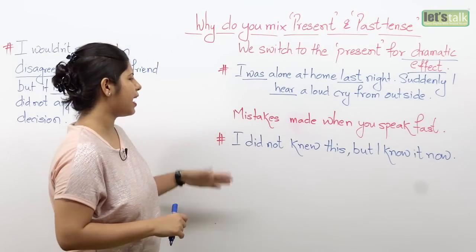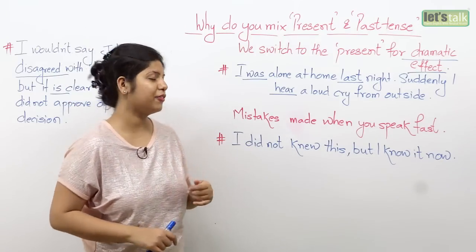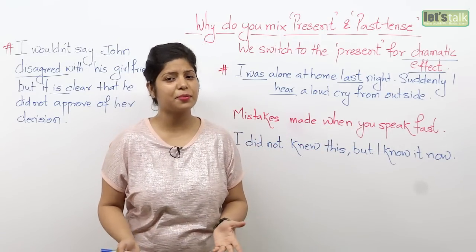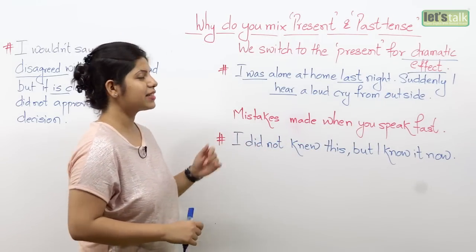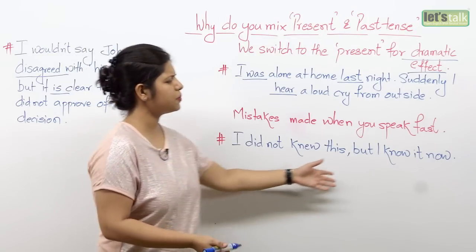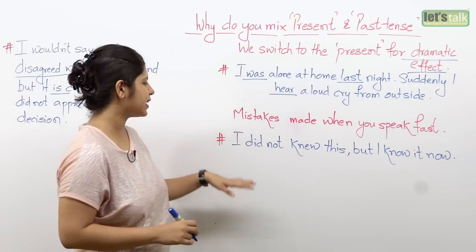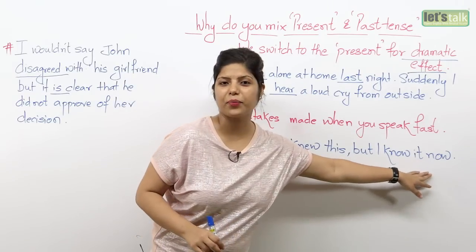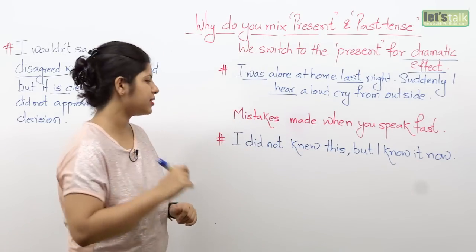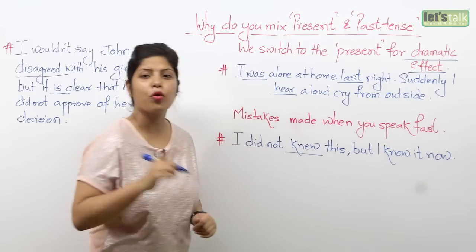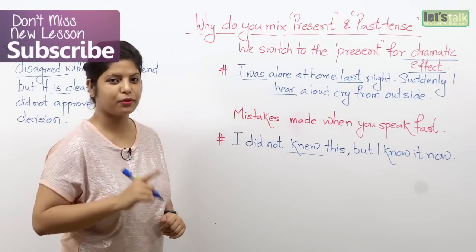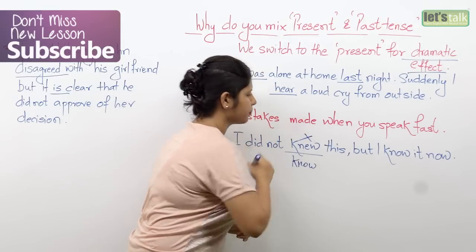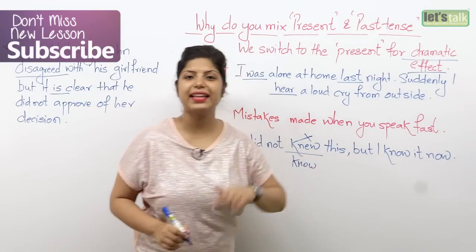The next rule that we have here is, mistakes are made when you speak fast. Now that's pretty natural sometimes. So for example, if I say, I did not know this, but I know it now. Or if I say, I did not knew this, but I know it now. Now when I say this slowly, you notice that I've used an incorrect tense over here. What I should have really said is, I did not know this, but I know it now, alright?